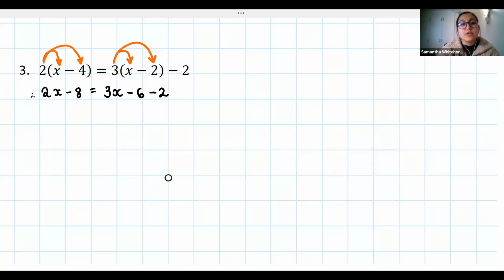Now, guys, what I would do is, because I see that this -6 and this -2 are like terms and that I can subtract them, I would do that because what it means is that you're decreasing the number of terms or the number of things you have to work with. And the less we have to deal with, the easier it becomes. So -6 minus 2 is -8. And so I've decreased the number of terms that I have to deal with.